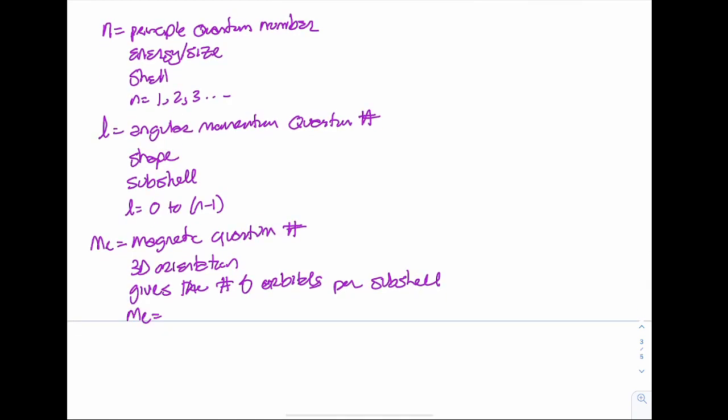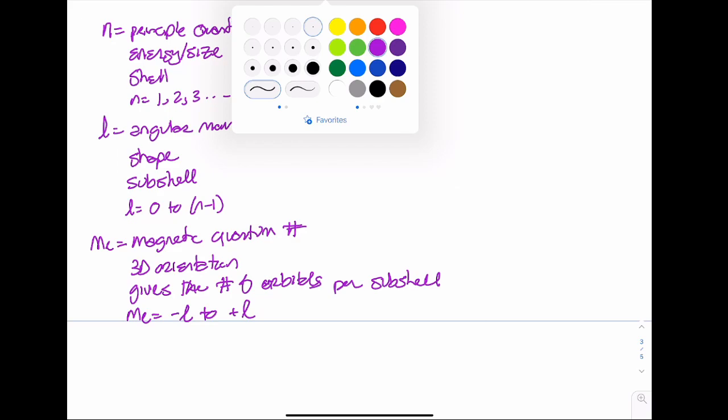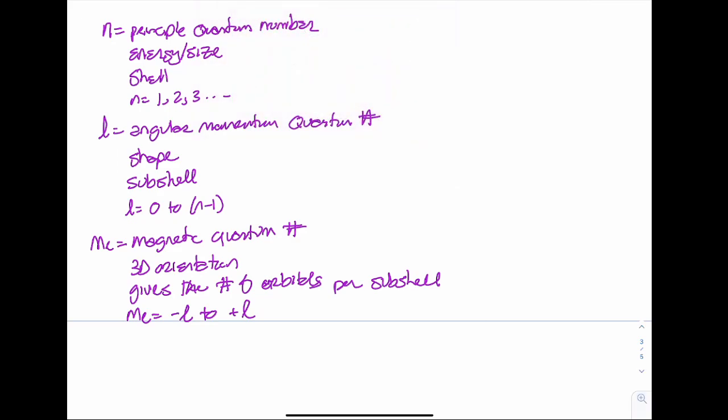And m sub l is everything from negative L to positive L. The number of values that we get, again, are the number of orbitals we have, the number of regions of space in that subshell where I can have electrons. So I do want to go through those shapes.